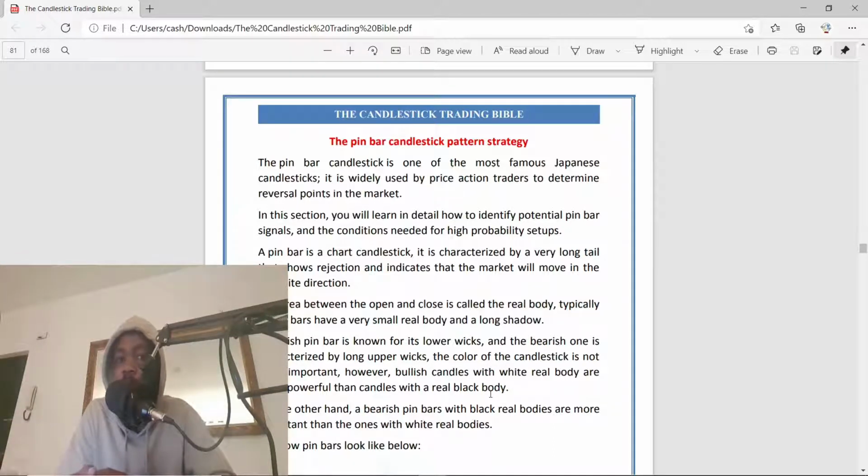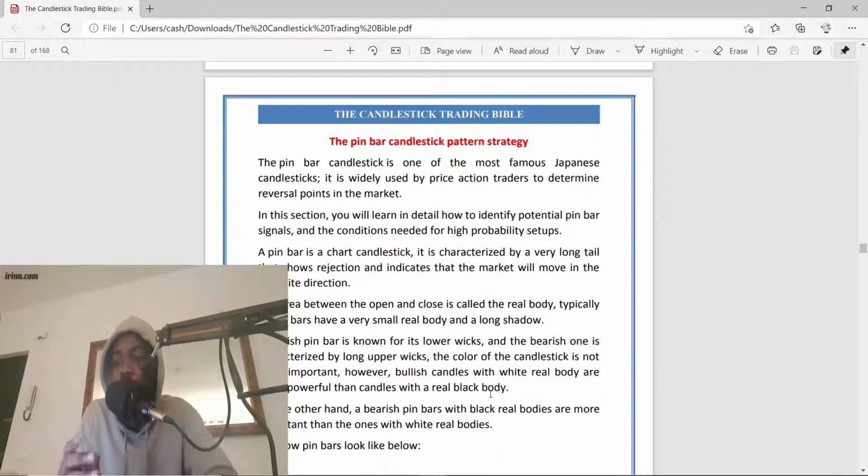A pinball is a chart candlestick characterized by a very long tail that shows rejection and indicates that the market will move in the opposite direction. The area between the open and close is called the real body, and typically all pinballs have a very small real body and a long shadow, a long tail, a long wick. A bullish pinball is known for its lower wicks, and the bearish one is characterized by the upper wicks.